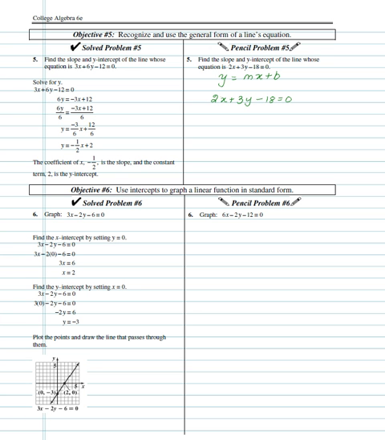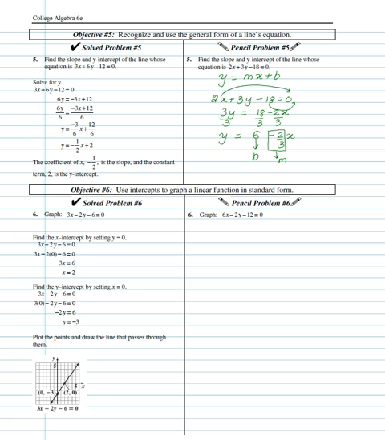So I'm going to take 2x to the other side and 18 to the other side as well. So now I have 3y is equal to 18 minus 2x. I would divide each term by 3. So I have y is equal to 18 over 3, which is 6, minus 2 over 3 x. And I know that the coefficient of x is my slope and the constant is my y-intercept.